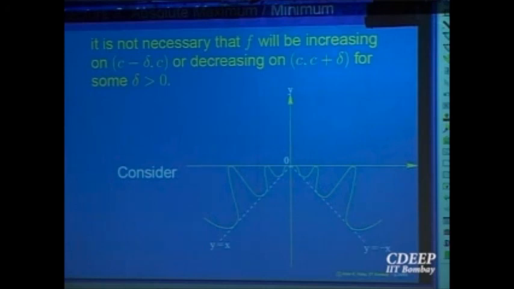Okay? Why am I taking such a graph? Because look at the point 0. Point 0 is a point of global maximum, right? For x sine 1 over x, the limit as x goes to 0 exists and is equal to 0, right? The function is continuous at the point 0. The value at 0 is 0. It is a global maximum for the function.